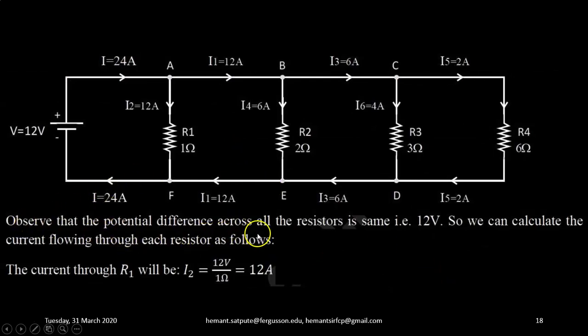Observe that the potential difference across all resistors is the same because the resistors are connected in parallel. So the potential difference will be equal to 12 volt. So we can calculate the current flowing through each resistor as follows. The current through R1, I2, is equal to the potential difference across R1 divided by the value of resistance. So 12 volt upon 1 ohm, that is 12 ampere, is the current I2 flowing through R1.